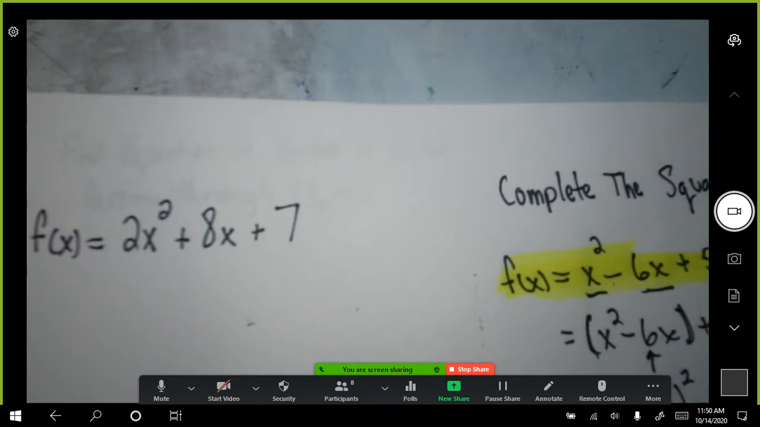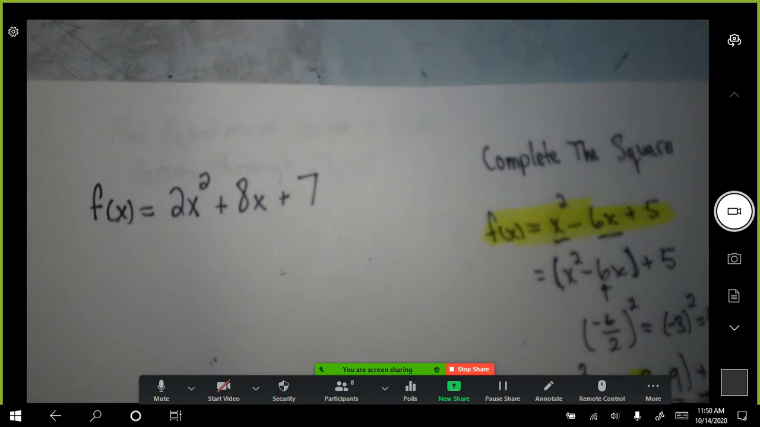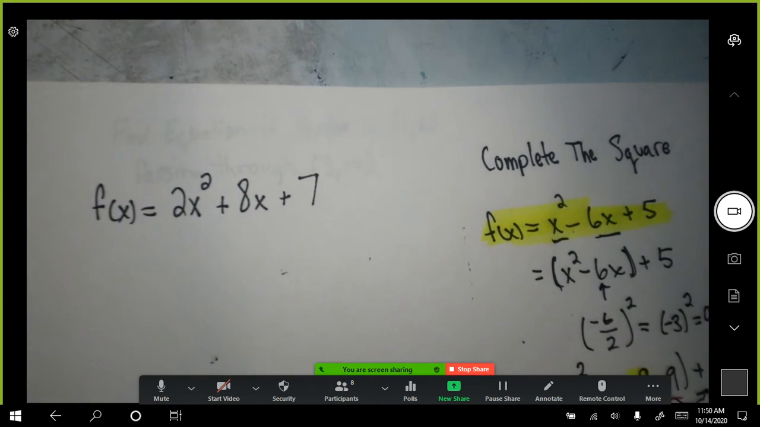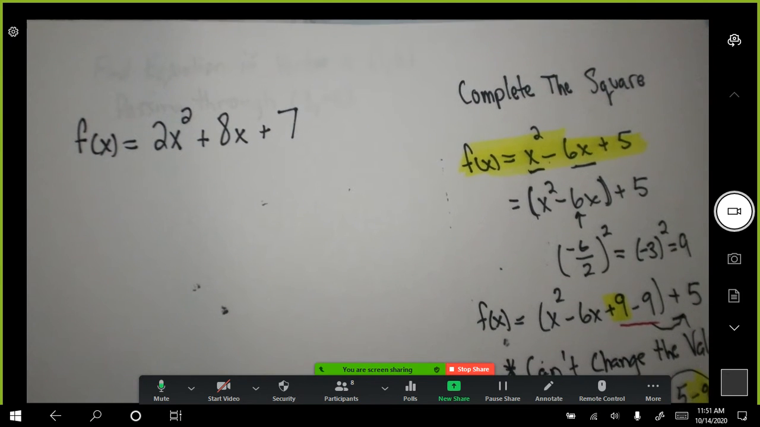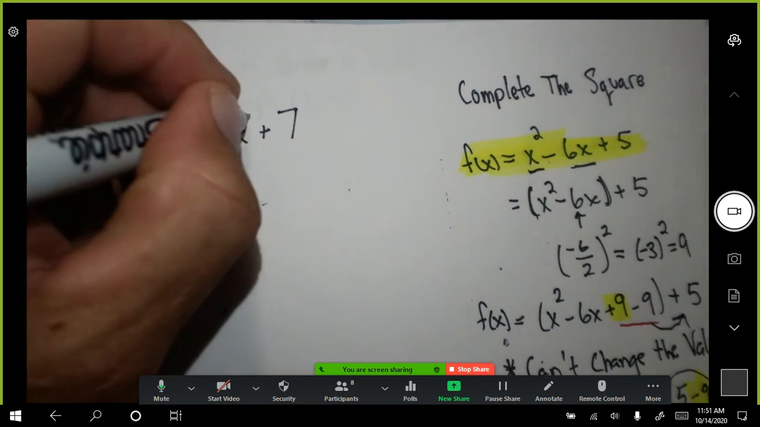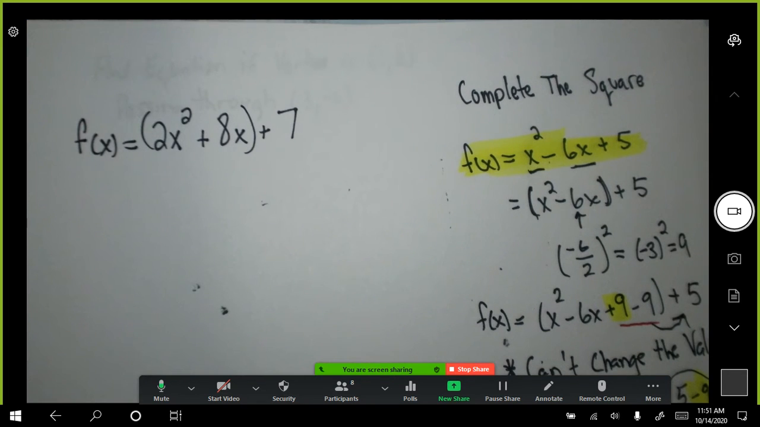Let me try to see if I can zoom in on that a little bit more. All right, so here's the problem that they gave us. They're wanting us to find the vertex of this parabola and basically put it in standard form.